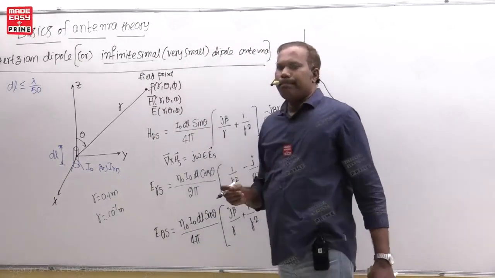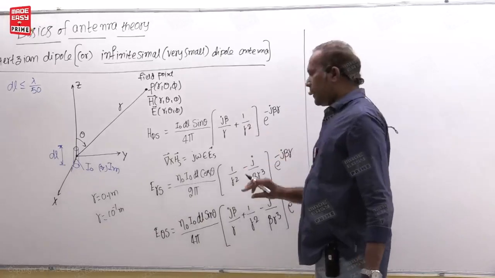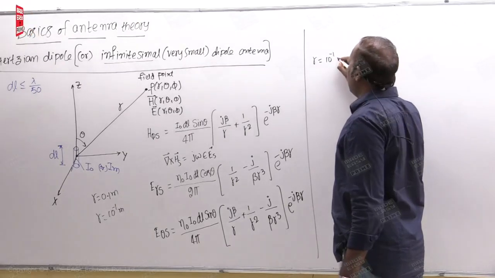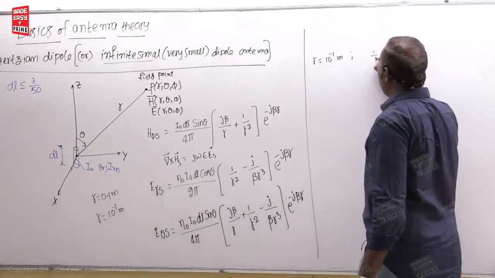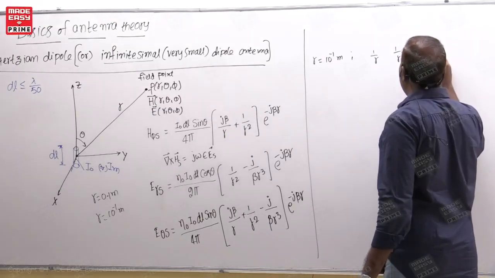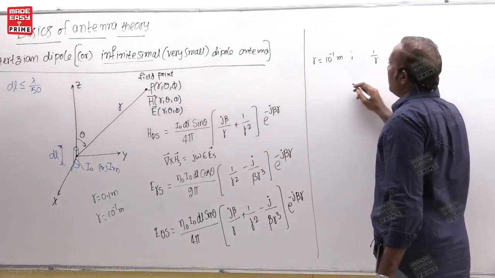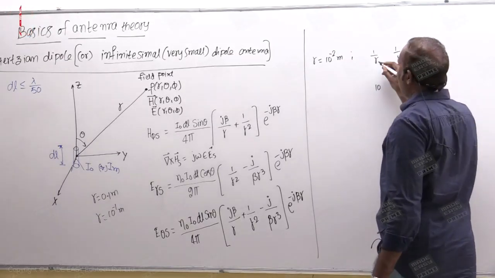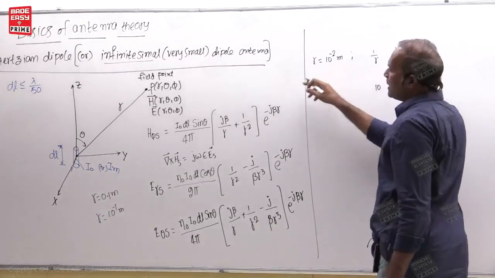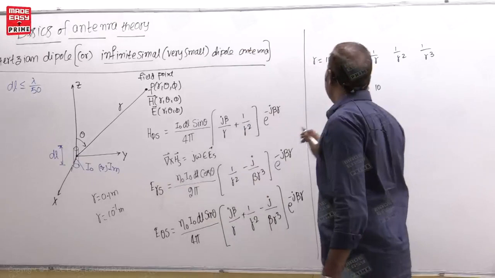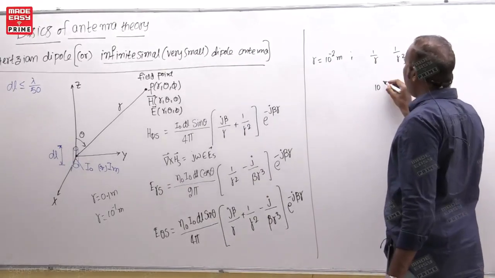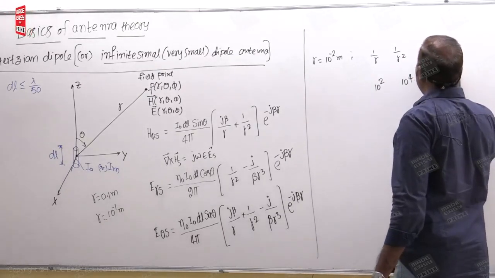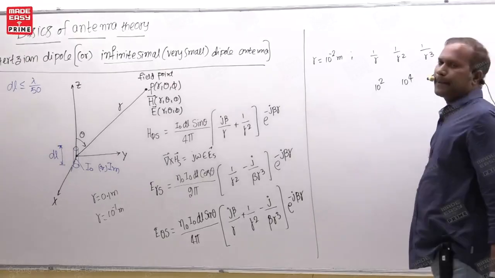Students, I want to see this value. Then at r equal to 10 power minus 1 meter, if you see these values, 1 by r value, 1 by r square value, 1 by r cube value, and this I have to reduce further, like 10 power minus 2. Then 1 by r means 10 square, 1 by r square means 10 power 4, and 1 by r cube means 10 to the power 6 actually, students.